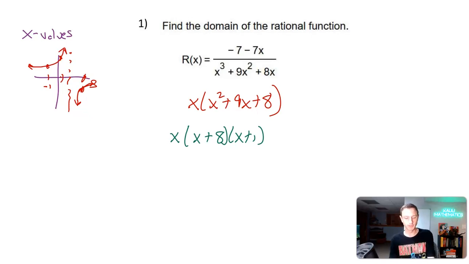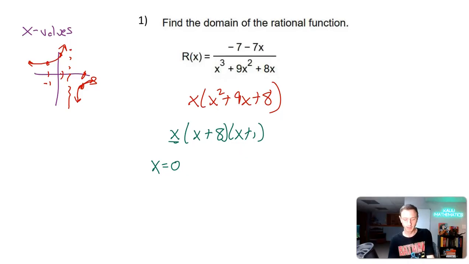I just want to now set my factors here equal to 0. That's a common mistake. People factor out that x, but then forget about it. But you want to set that x equal to 0. You want to set x plus 8 equal to 0. You want to set x plus 1 equal to 0. So then that means x cannot equal 0, x cannot equal -8, and x cannot equal -1.